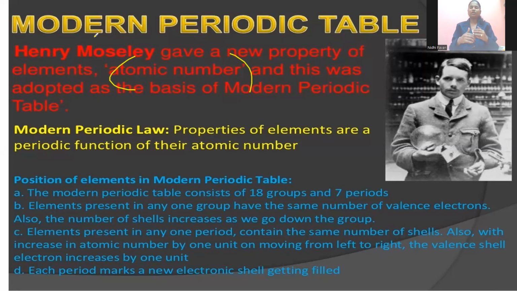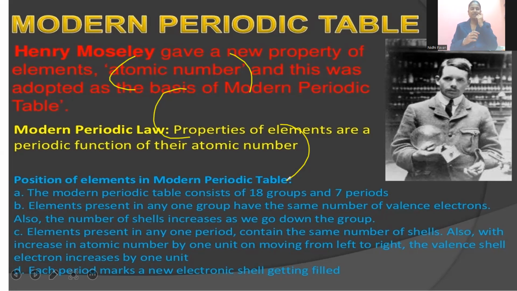So he stated a law which is called the modern periodic law. The modern periodic law states that properties of elements are the periodic functions of their atomic number. Means properties of elements will be decided by its atomic number. How he grouped the elements on the basis of atomic number and designed the periodic table, we are going to learn now.